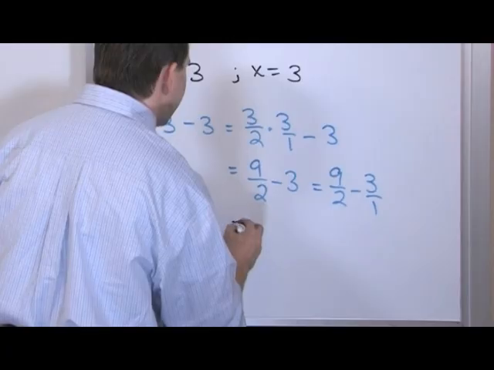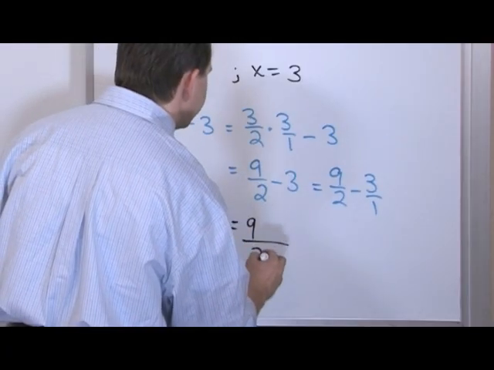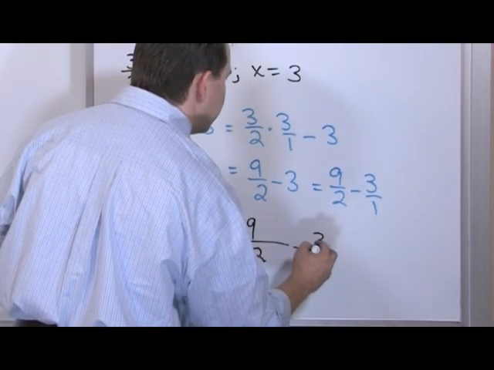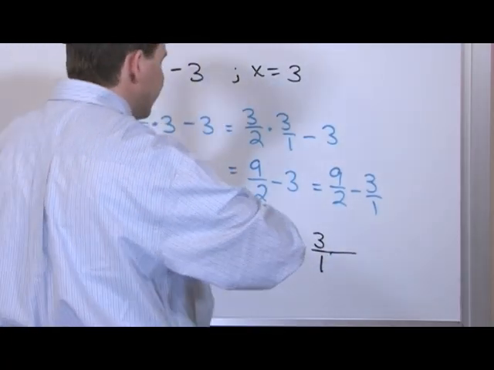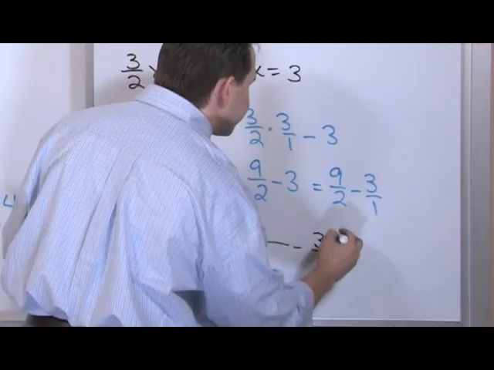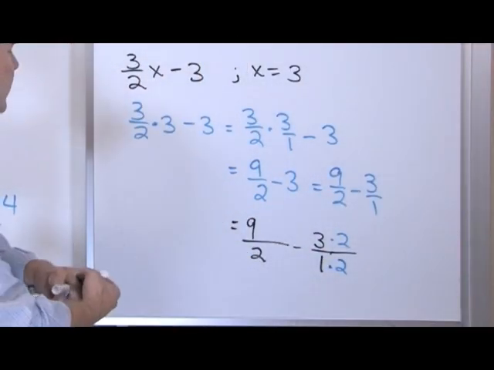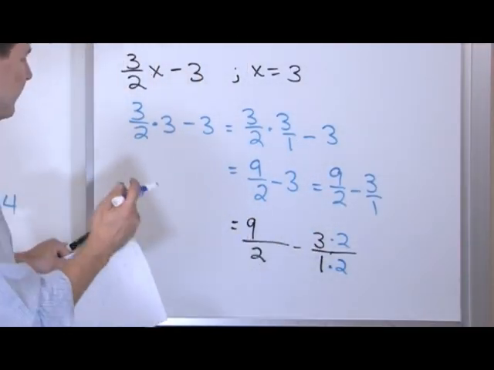So what we're going to have is 9/2 minus 3 over 1. Now what do we do to find a common denominator? If I can take this guy, multiply by 2, then I'll get a 2 in the denominator here matching this one here. This is exactly what I want to do.